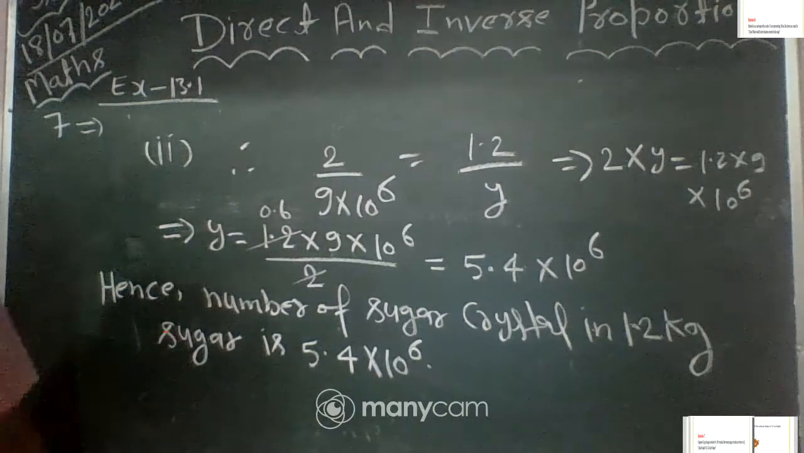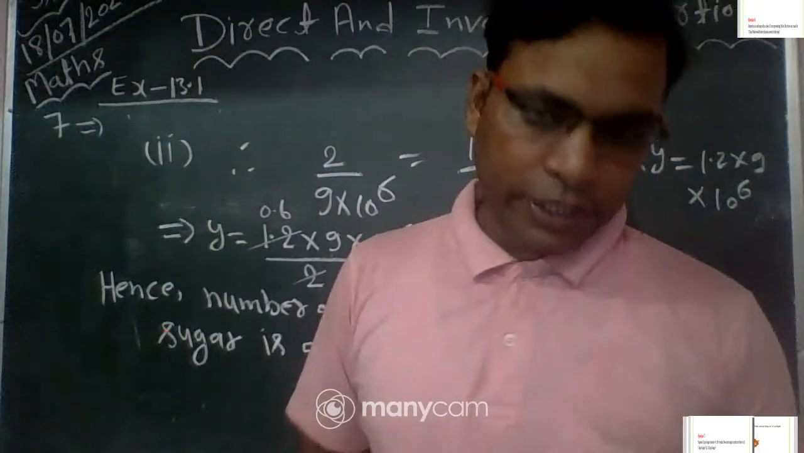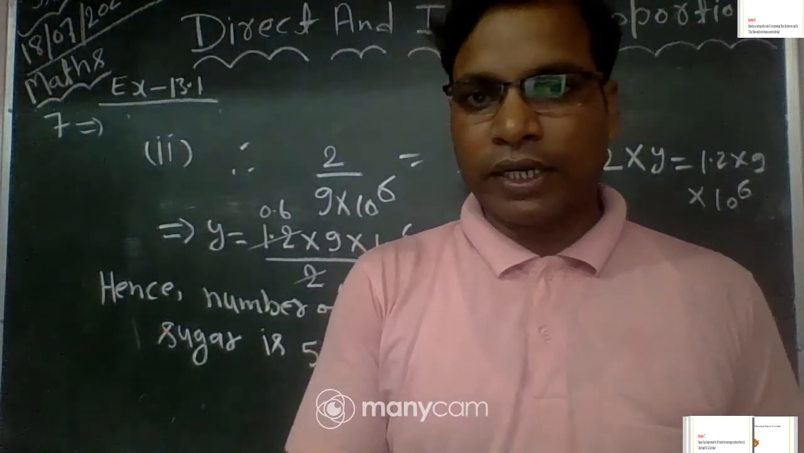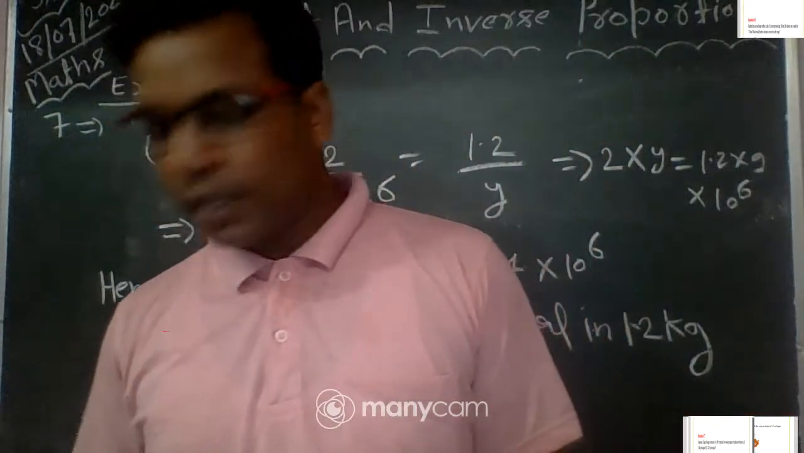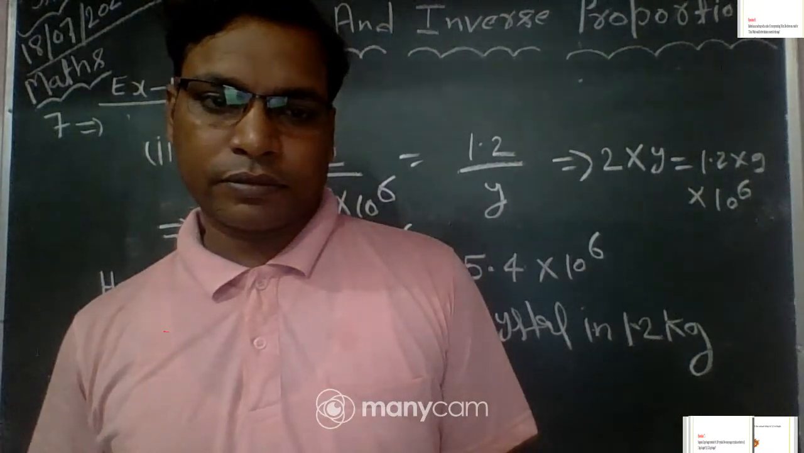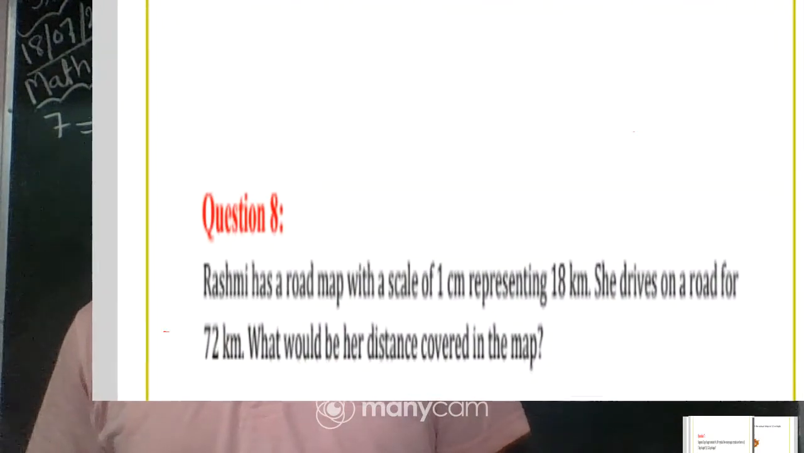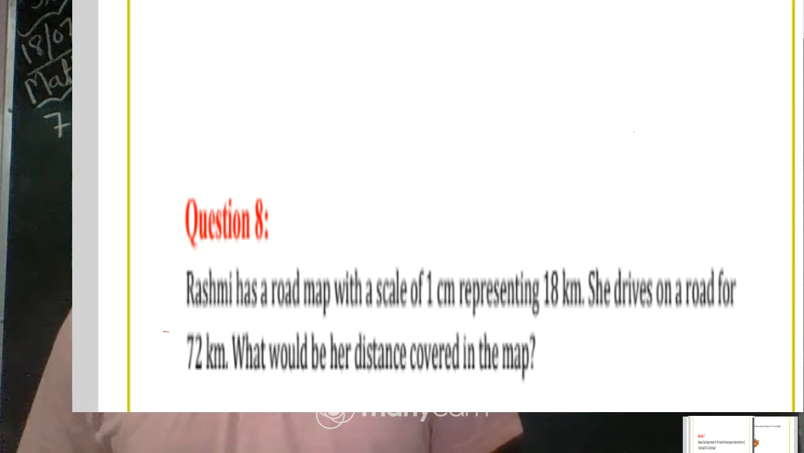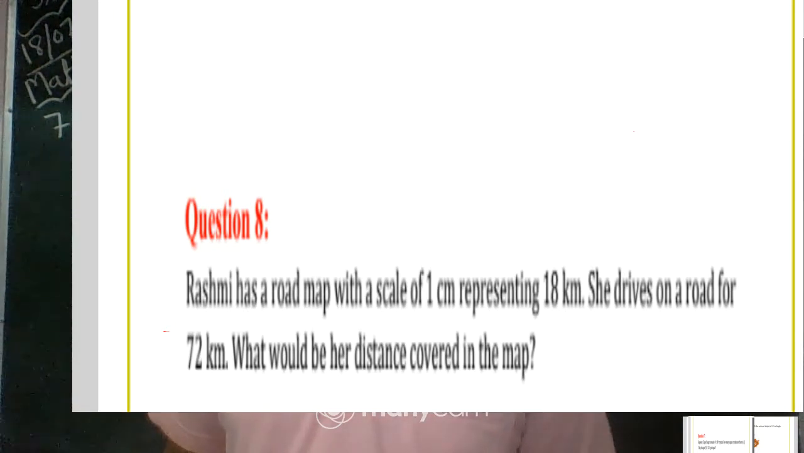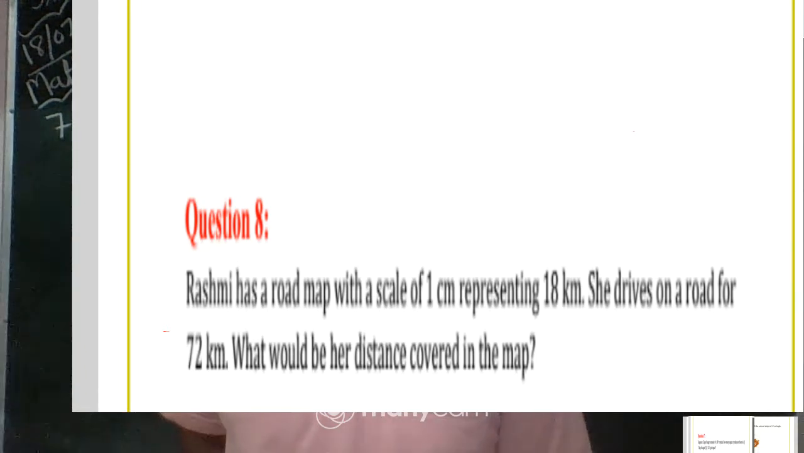Okay, so in this way we complete question number 7, and now we are going to discuss question number 8. What is question number 8? You can see, this is question number 8. Rashmi has a road map with a scale of 1 centimeter representing 18 kilometers. She drives on a road for 72 kilometers. What would be her distance covered in the map?